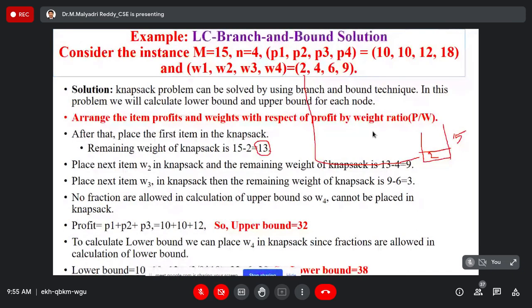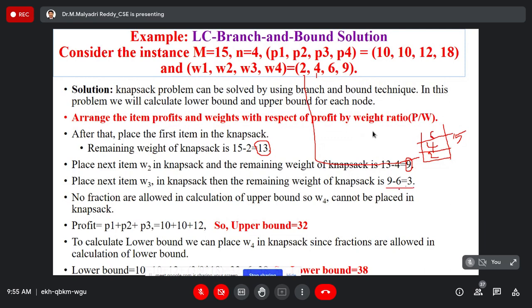13, sir. 13. So can the second object be placed or not? Yes, sir. If I include the second object, what is the remaining? 9, sir. 9. Check whether the third object can be included or not. Yes, sir. Include.